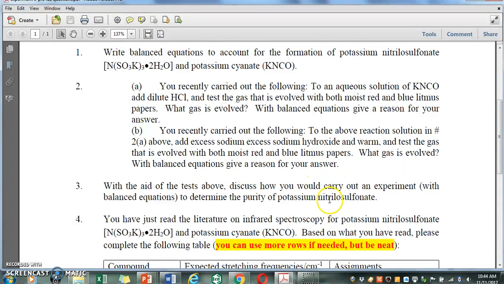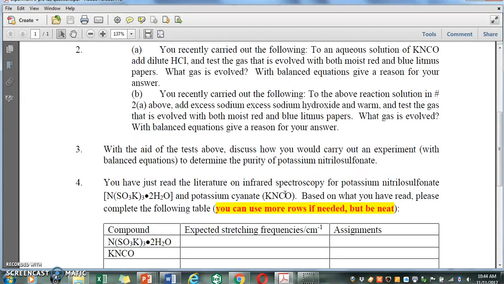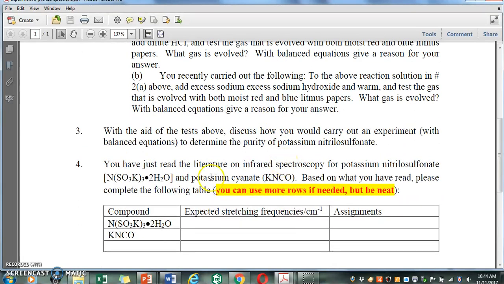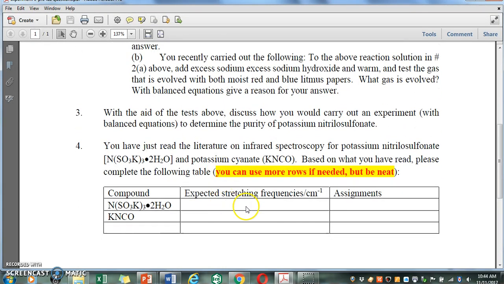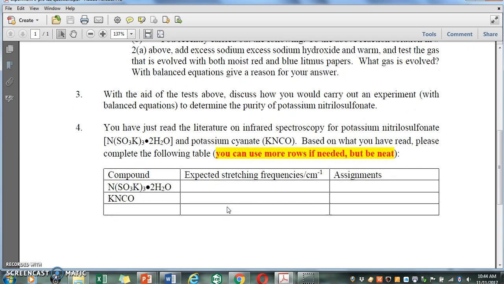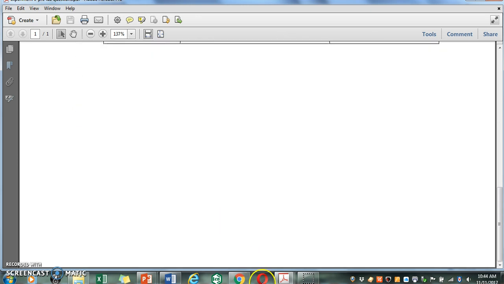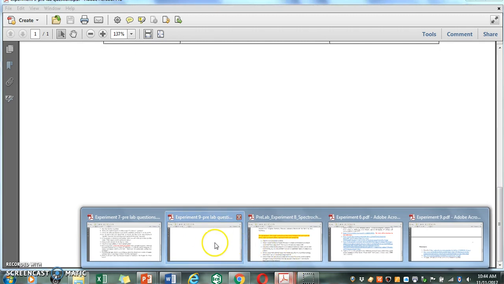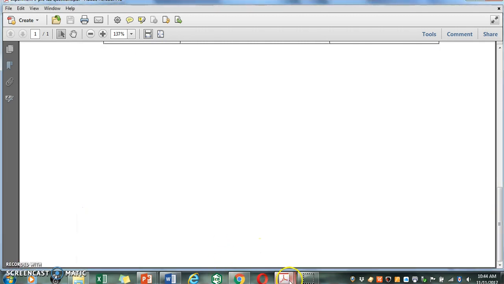When you carry out an experiment and have to find the purity, you have to do a titration. And clearly, you all are not really reading. Here, you have to look at the expected structure frequencies by looking at Nakamoto and the references I've given you for experiment 9 as well.